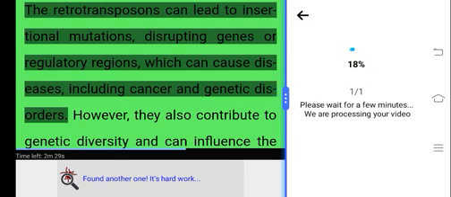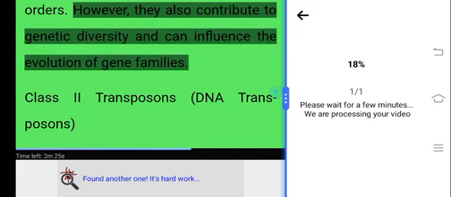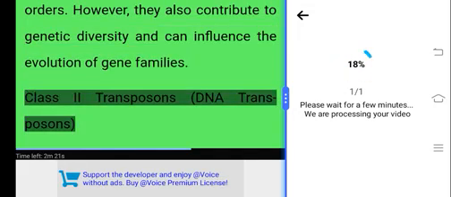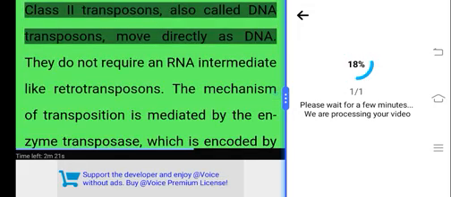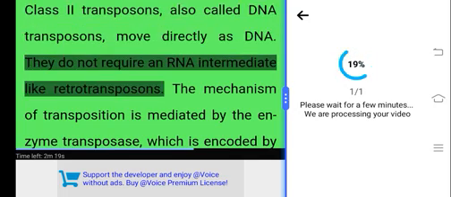Retrotransposons can lead to insertional mutations, disrupting genes or regulatory regions, which can cause diseases, including cancer and genetic disorders. However, they also contribute to genetic diversity and can influence the evolution of gene families. Class 2 transposons, DNA transposons. Class 2 transposons, also called DNA transposons, move directly as DNA. They do not require an RNA intermediate like retrotransposons.